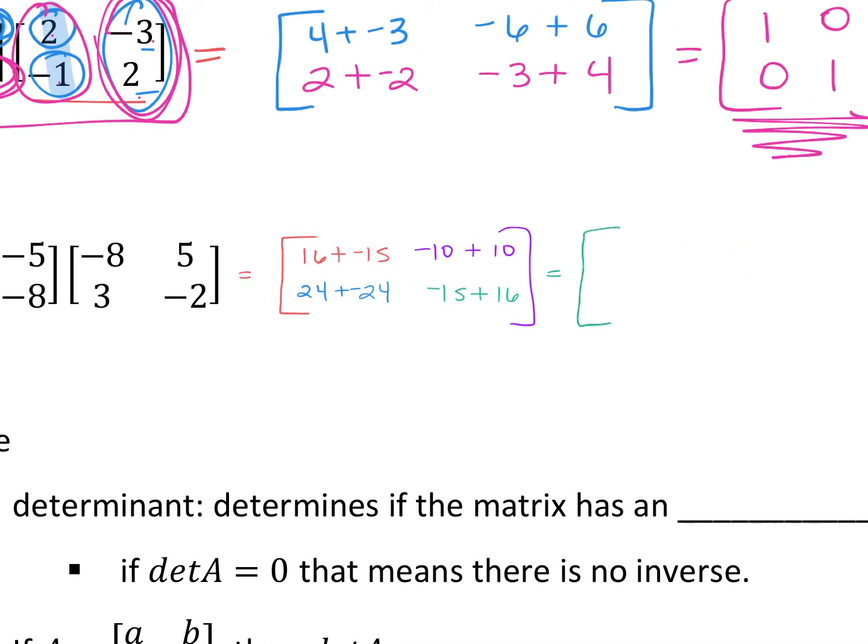All right, so it should look like that, which gets us 1, 0, 0, 1. Are those two matrices inverses? They are. Okay, we got the identity matrix back, so that verifies that they are inverses. Any questions on that? Okay.